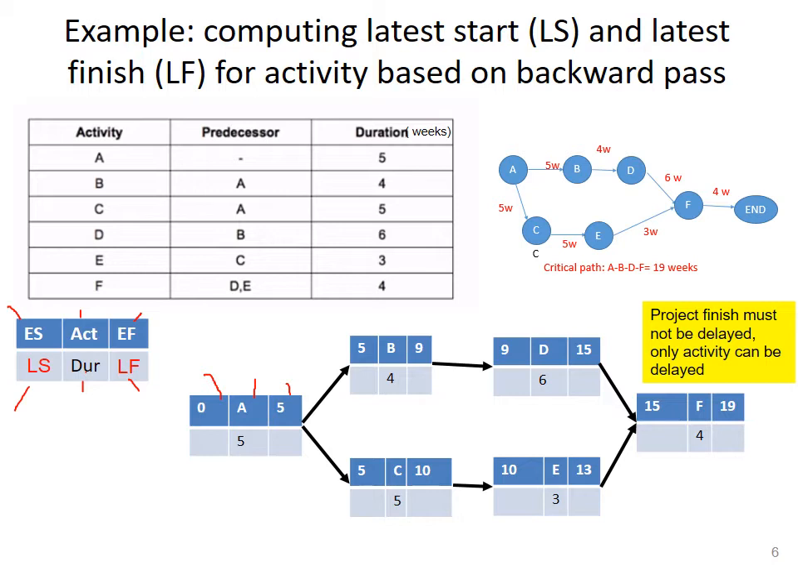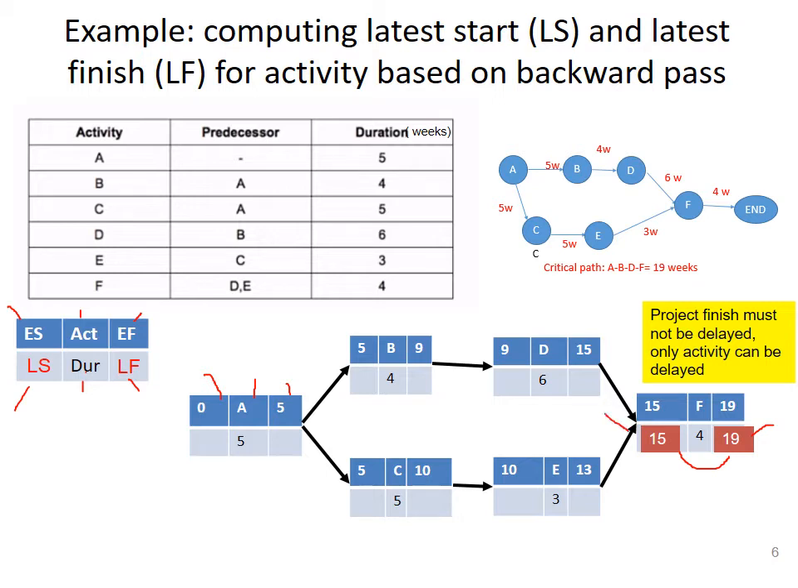Maknanya activity F must finish on week 19. Okay, so kita bermula calculation untuk activity F. Latest finish time LF would be week 19. Okay, activity F mesti siap pada week 19. Okay, so LS, latest start time for activity F would be 19 minus 4, 15. Okay, so we have 15 here.